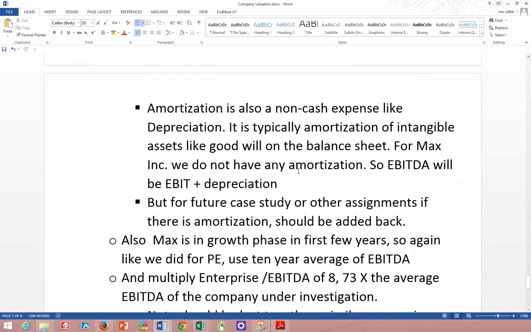Amortization is like depreciation. Depreciation is for when we are expensing fixed assets. Those are tangible assets, which means you can physically touch them. Amortization is also a non-cash expense like depreciation, but it is the amortization of intangible assets like goodwill. Sometimes when a company has goodwill on its balance sheet, it amortizes it, and so it is called amortization. So for example, for Max Inc, we do not have any amortization. In that case, EBITDA will basically be EBIT plus depreciation.